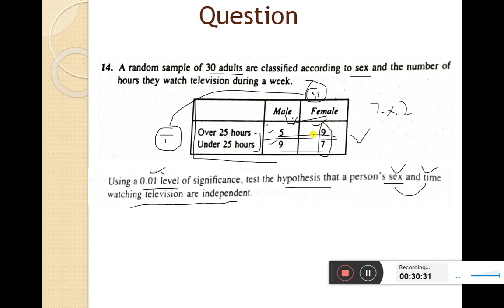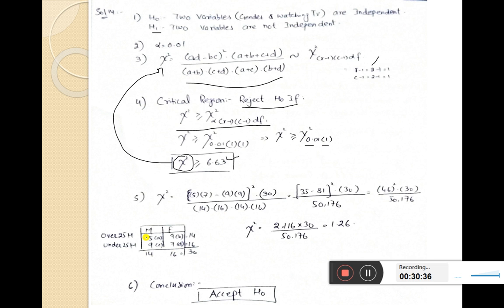Now look at this table: 5, 9, 9, 7. The 5 is a. Next value is b, that is 9. That is c, and that is, for example, d. Now look at here: a is equal to 5. Put the value 5 here, that is simply your a. Next value is d, which is 7. That is your d.